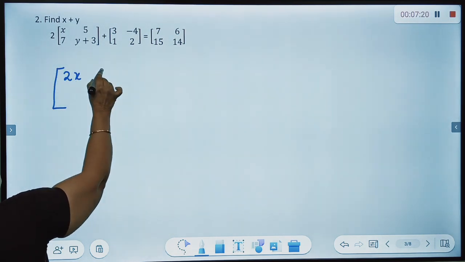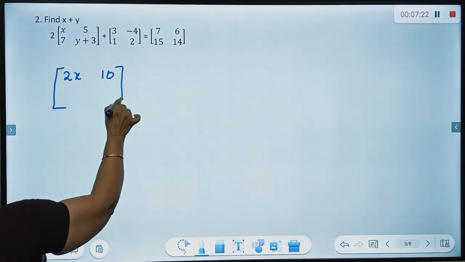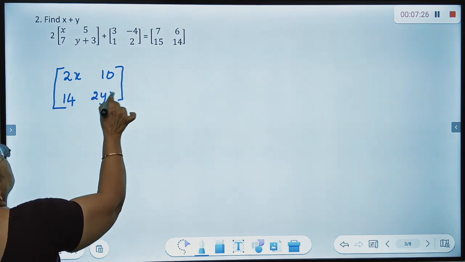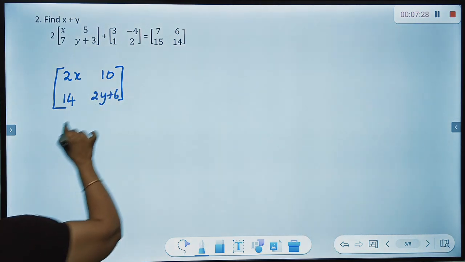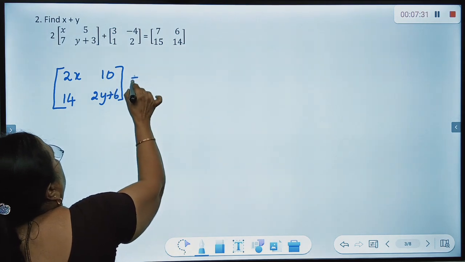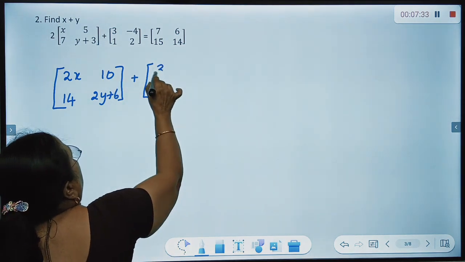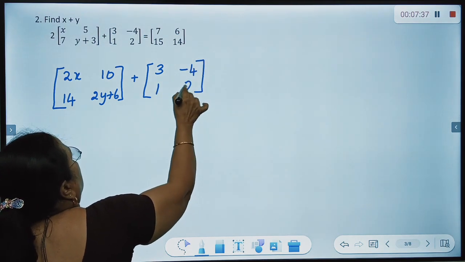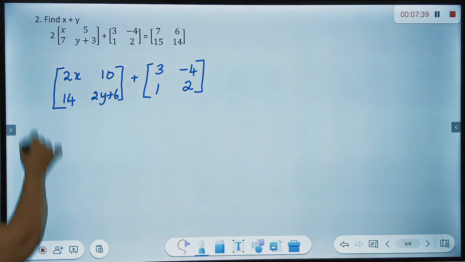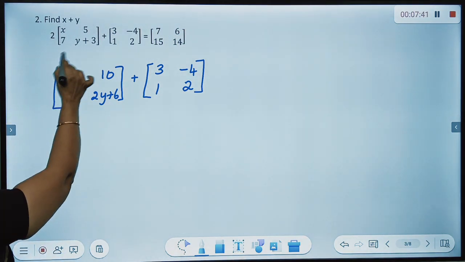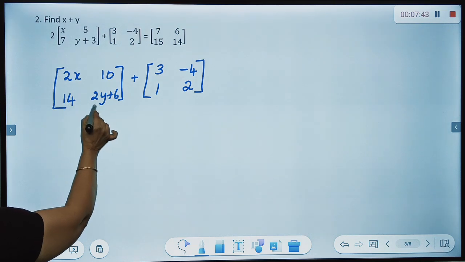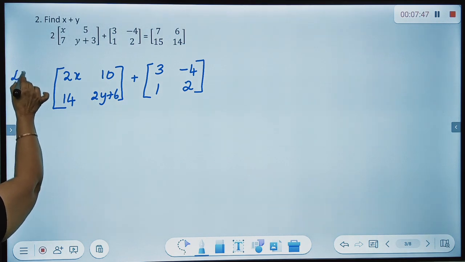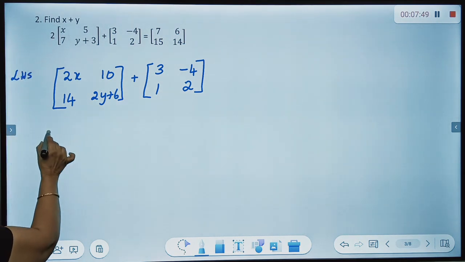2x, 10, 14, 2y plus 6, plus 3 minus 4, 1, 2. So I multiplied every term by 2. So 2x, 10, 14, 2y plus 6, plus this. So this is the left hand side.